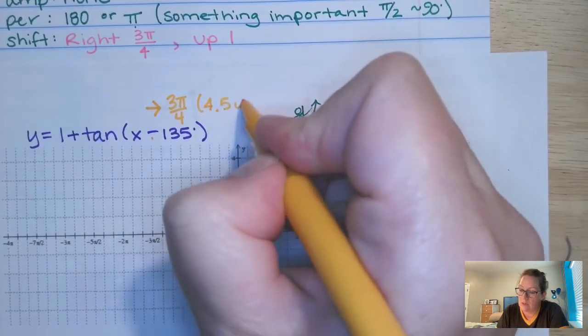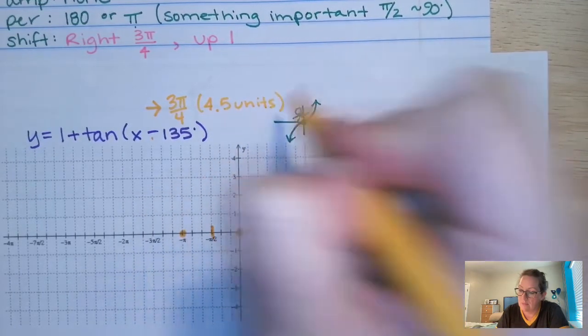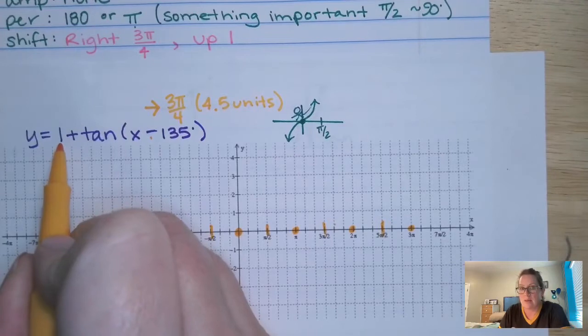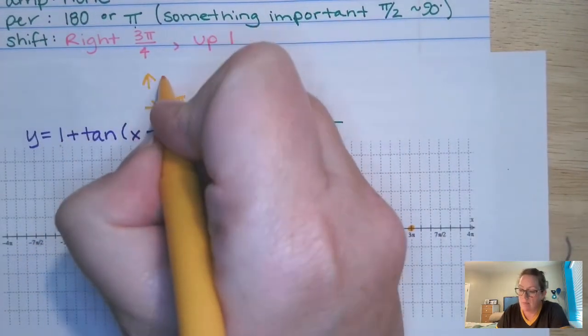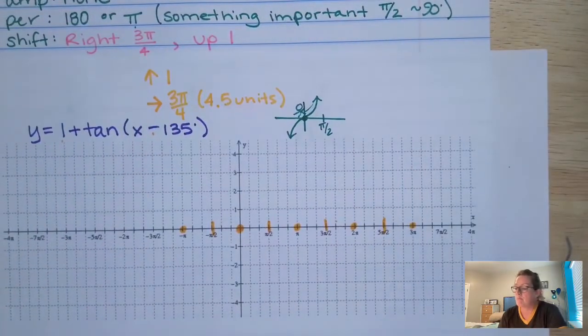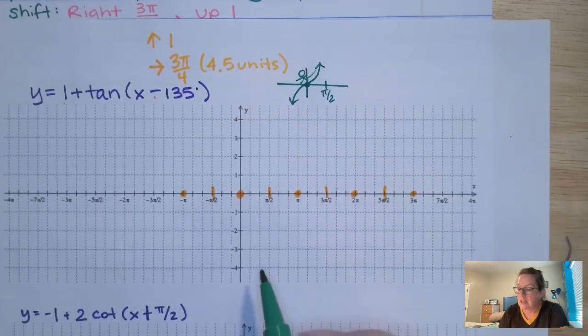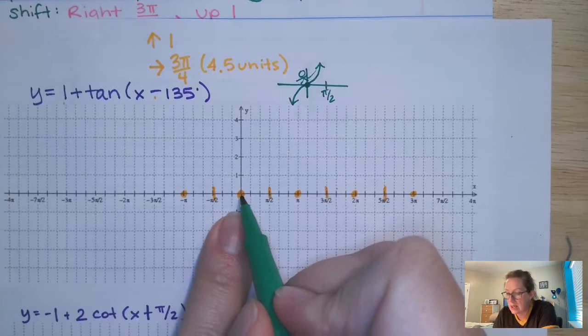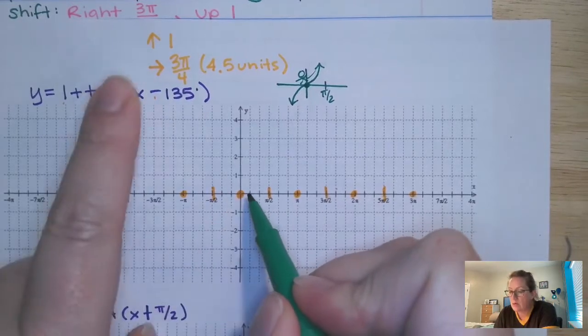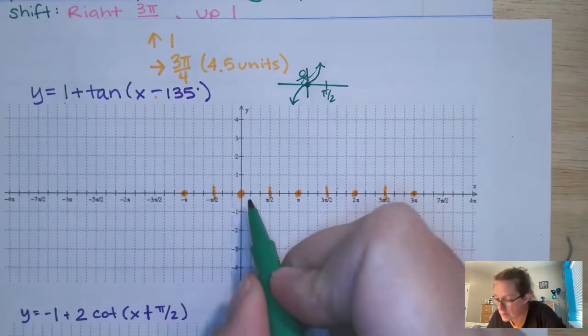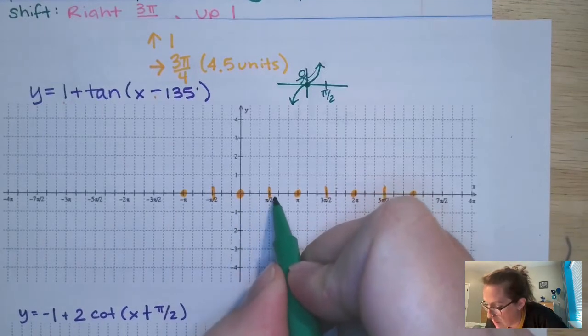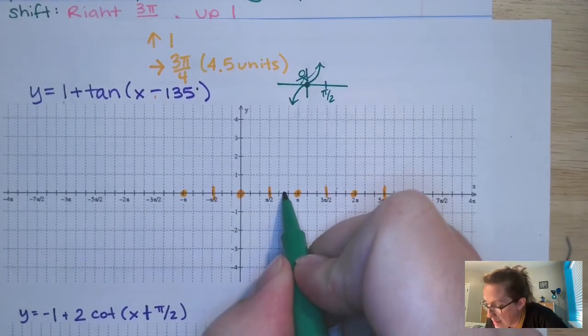4.5 units. Okay, and then don't forget about this guy. We're also going up 1. Okay, so let's graph that. We're going to take each of our pieces. So we're taking this guy and we're going to go right 4.5 units. So 1, 2, 3, 4.5. And we're going up 1.